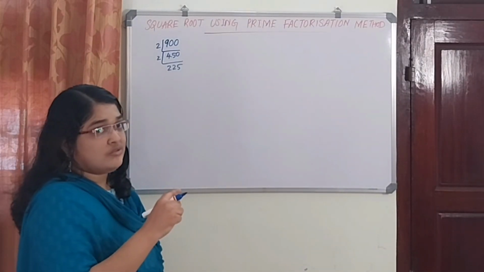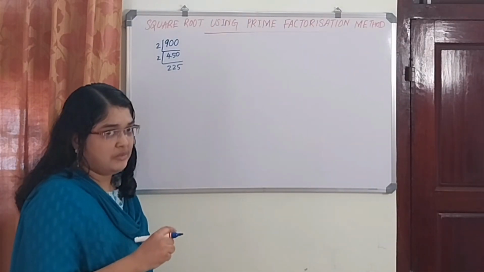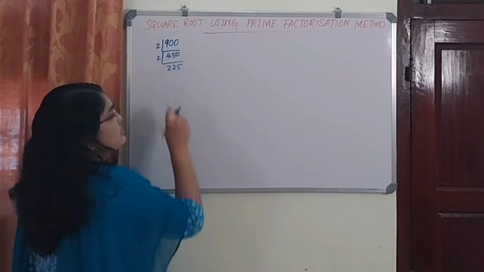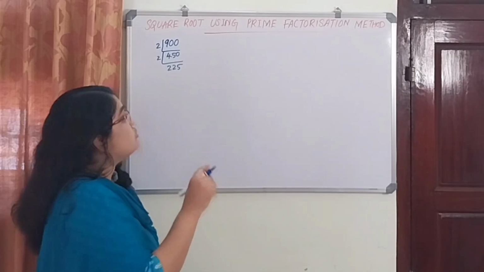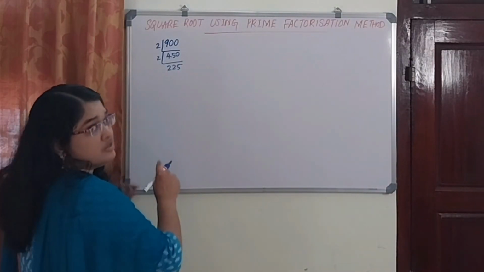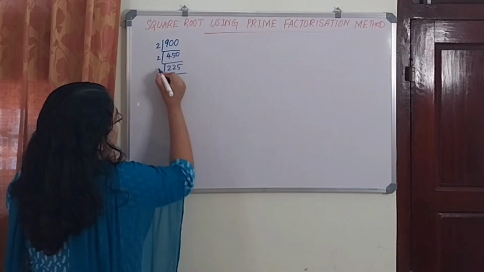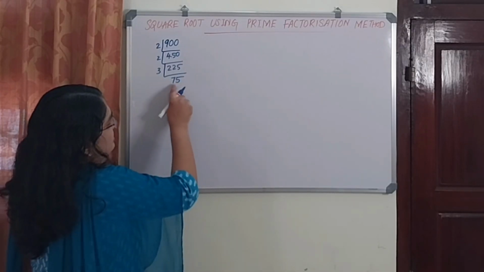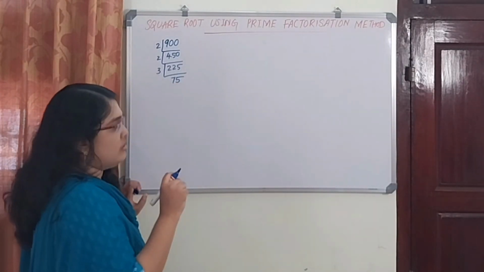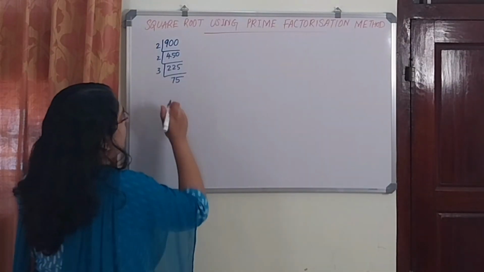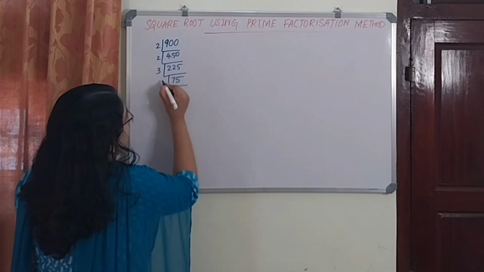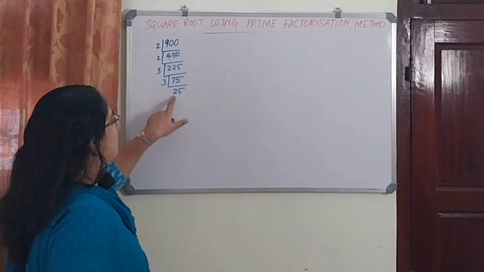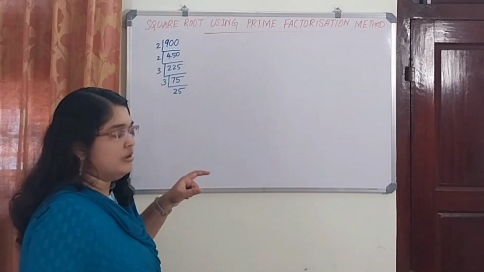So we check for the availability of the next prime number, that is 3. The sum of the digits is 9, which is divisible by 3. So this number 225 is divisible by 3. If we divide it by 3, we get 75. Again, the sum of the digits is 12, which is divisible by 3. So 75 is divisible by 3. We divide it by 3, we get 25. Here the sum of the digits is 7, which is not divisible by 3.